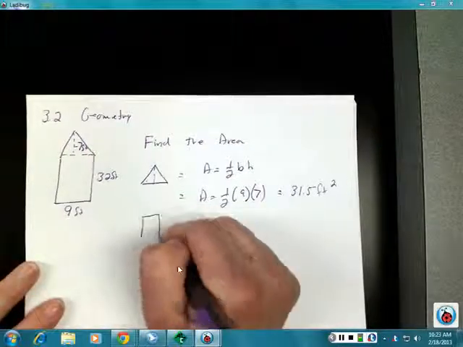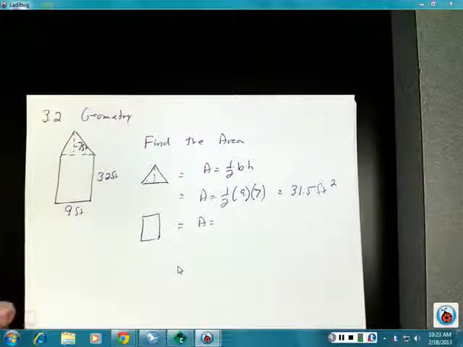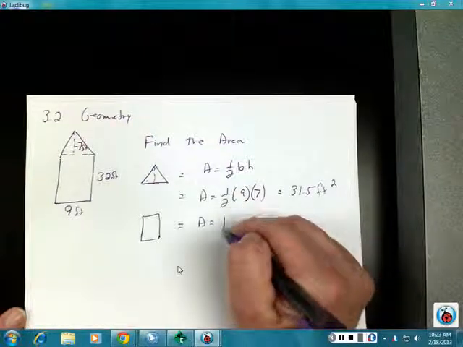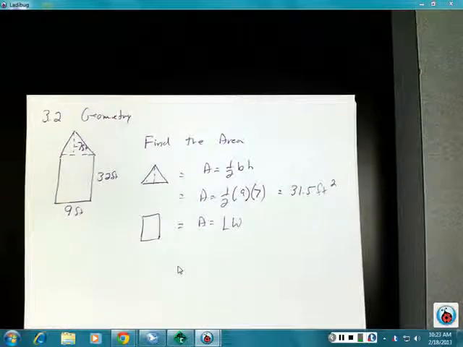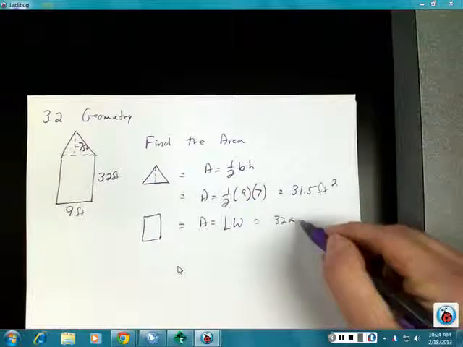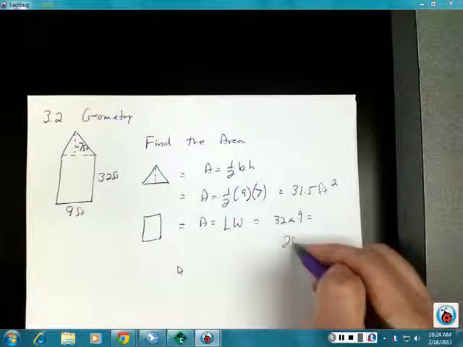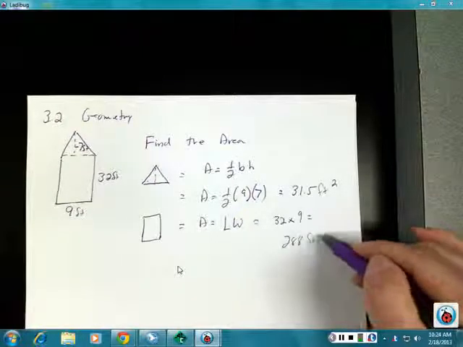And then we have a rectangle. And what is the area of a rectangle? The formula. Length times width. There we go. You're going to get perimeter if you said 2L plus 2W. So it's not a perimeter, it's an area. So what are my measurements to do that part? That's going to be 32 times 9. And 32 times 9 is 288. But I'm not done yet, because that's also feet squared.